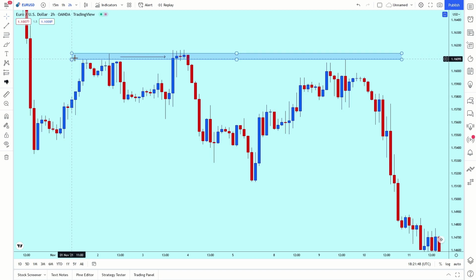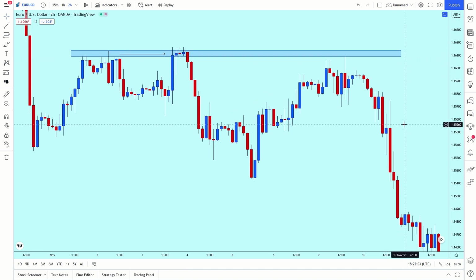This is what I consider a major zone. This is the previous example, but I didn't mention if it's a major or minor zone. For me, this is a major zone because it took basically 10 days to form. Okay, so that's why I consider this a major zone.